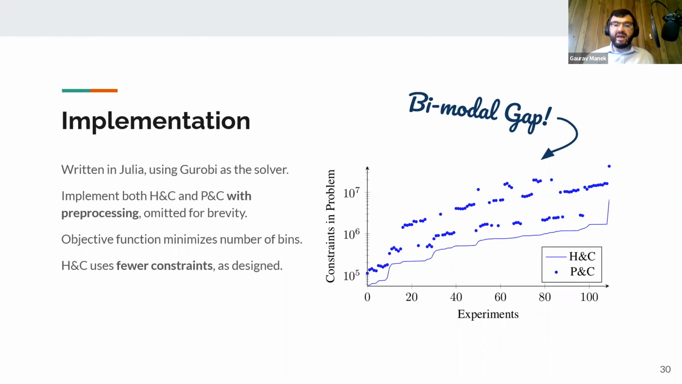And we observe in this chart, charting the number of constraints in a problem with respect to the number of an experiment, as sorted by the number of constraints in Hough and Cover, that Hough and Cover consistently uses fewer constraints. However, the gap that we observe is bimodal. It's almost like there are two distinct categories of problems in which positions and covering takes a different size of overhead, depending on the exact problem.